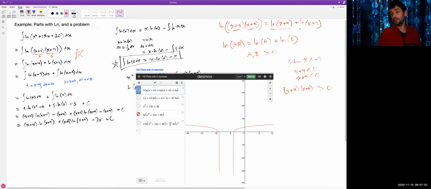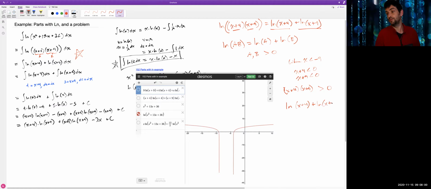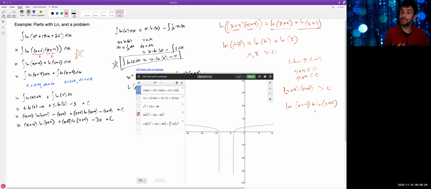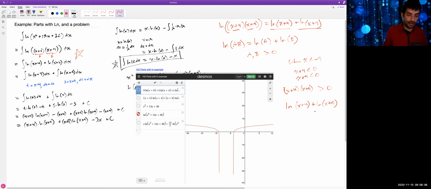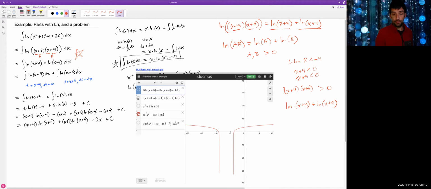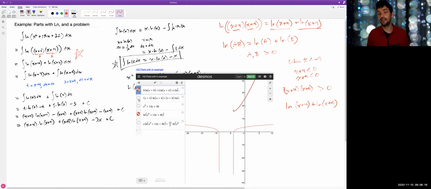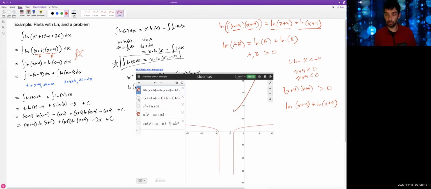However, when I split them apart, now they're both negative, and this is not defined when x plus 4 and x plus 9 are both negative. And so by splitting them apart, I implicitly assumed they were both positive, which is why my result only showed up for the place where they're both positive. We missed a portion of the graph.